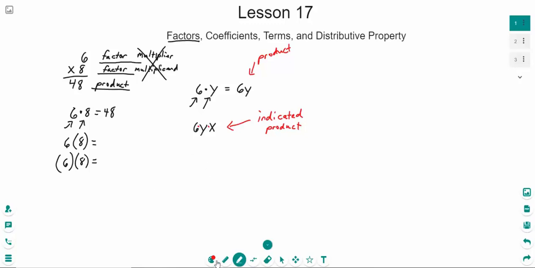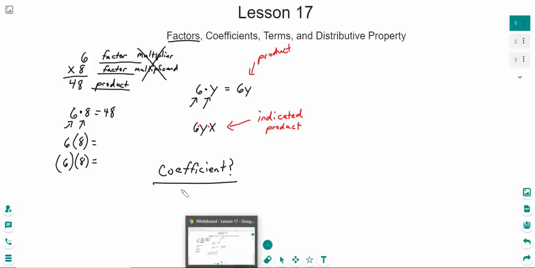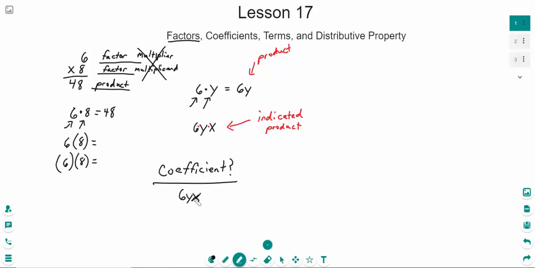Now let's talk about a coefficient. So what is a coefficient? For our purposes, we're going to consider a coefficient the number of an indicated product, or the number inside an indicated product. So if I go back to my 6yx, for our purposes, we're going to consider the coefficient to be the number within that product. So 6 is the coefficient.